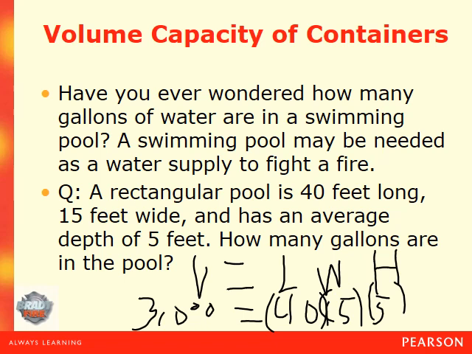And then we again multiply that by our constant, 7.48, to get our gallon capacity, because our gallon capacity is 7.48 times the volume, and our volume is what? 3,000 cubic feet. When we multiply them together, we get 22,440 gallons.